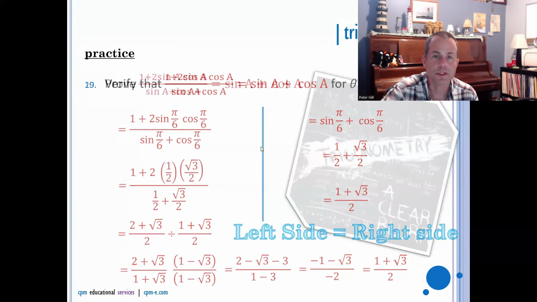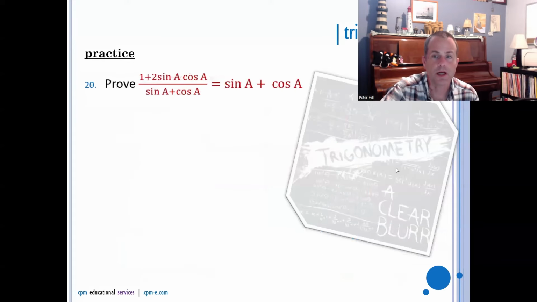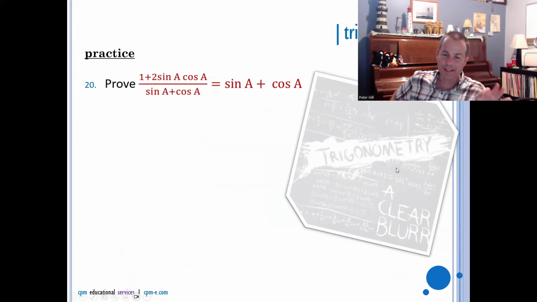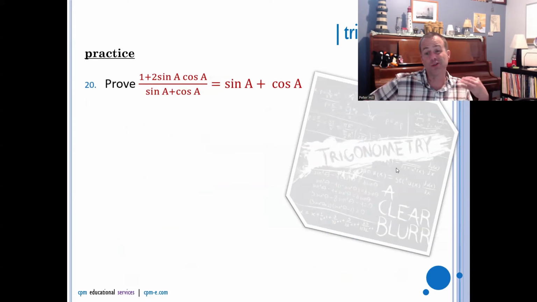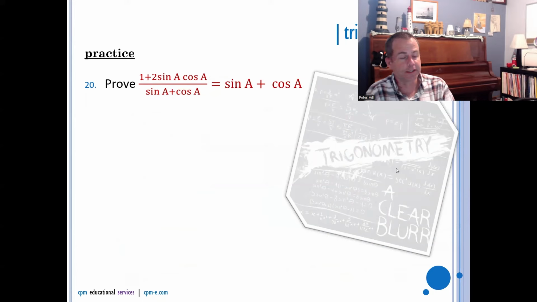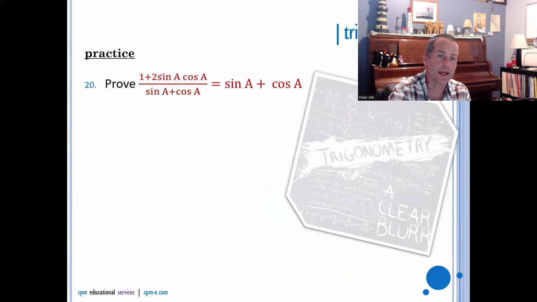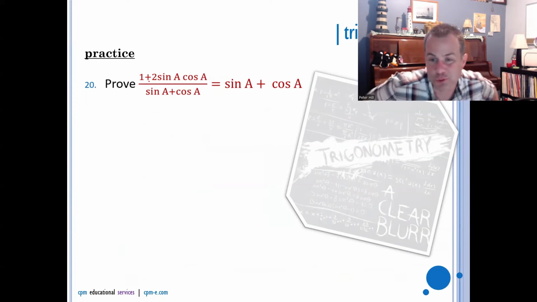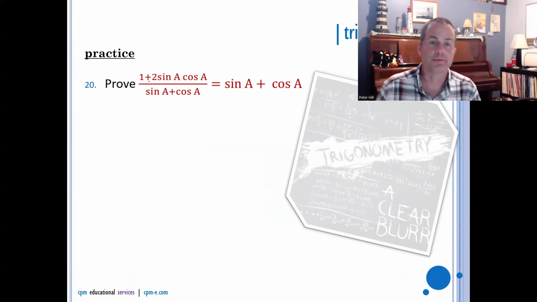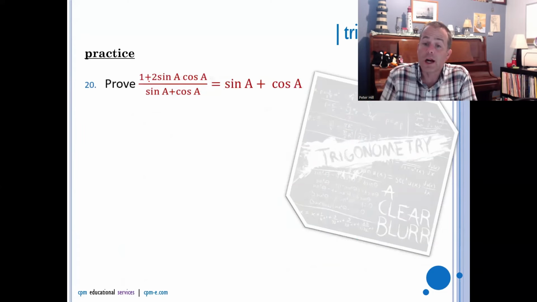Now, let's prove it. I like this proof because it kind of flies in the face of the hints I just gave you. Remember that hints are just that. They're hints. They're things you could try. One of the hints I gave you was, hey, start with a more complicated side and see if you can make it more simple. Problem is, this guy is the more complicated side, and I don't know anything to do to make that look simpler. Okay, so I'm not going to do that.